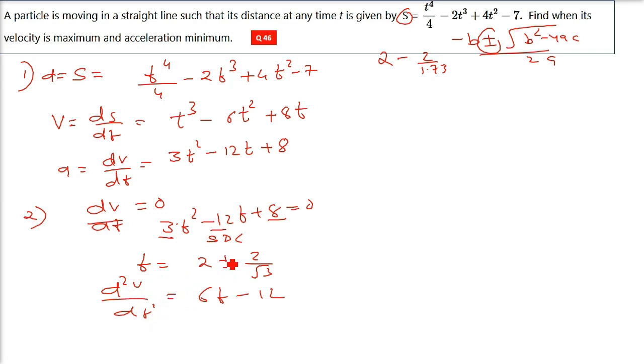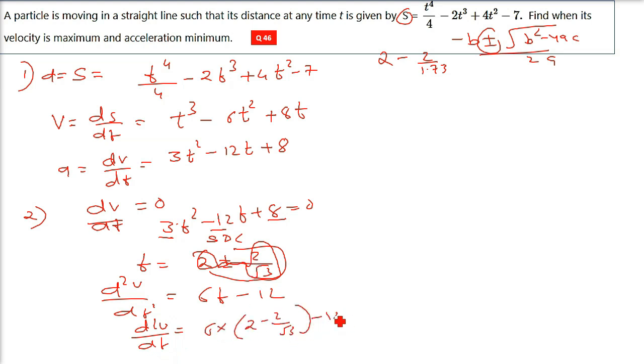You are going to get maximum velocity for sure. For 2, please remember both of these. I am just showing you for what value you are going to get maximum, but the other value has also to be placed here. So d2v/dt^2 is 6 into (t - 2). As I said, 2 plus 2 by root 3 also has to be kept, but I am just showing you 2 minus 2 by root 3. You are going to get a negative. Negative means less than 0. Less than 0 means you are going to get a maximum value. All done. Velocity thing done.